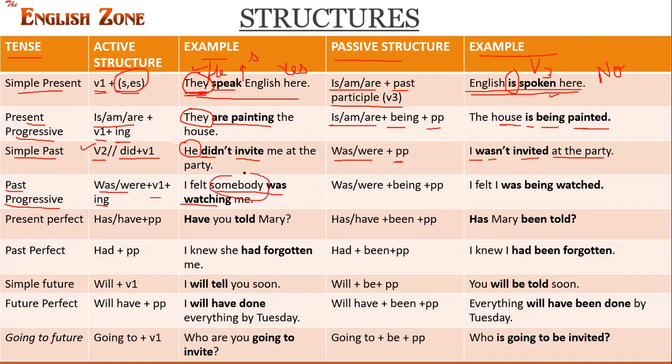The answer would be somebody, right? So if we are making the same sentence into passive, it would be was were plus being plus past participle. So I felt I was being watched. I felt as it is. I was, आई के साथ was आएगा, being plus third form watched.